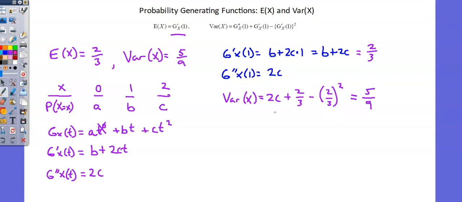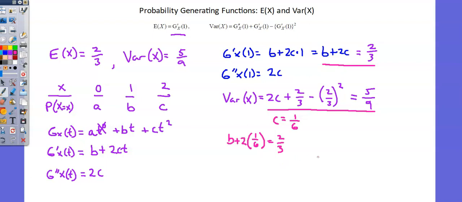Now let's work through and solve for A, B, and C. Starting with C here in the variance equation, notice that we have an equation in one variable. We can simplify to solve for C. C is 1 over 6. Then up at the top on the right we have B plus 2C equals 2 over 3. So that will become B plus 2 times the value we've just determined for C, 1 over 6, equals 2 over 3. And here we can solve for B as 1 over 3.